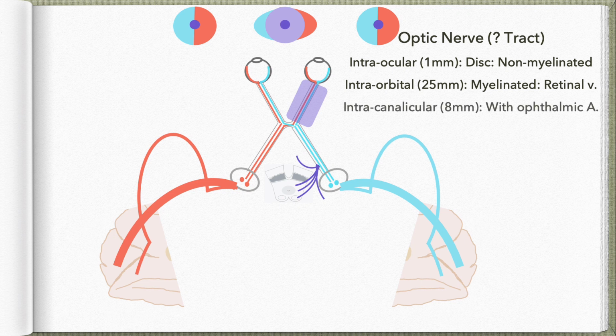The third part is the intracanalicular part, which is about 8 millimeters long. And this is the part of the optic nerve which will be passing through the optic canal. Here it will be accompanied by the ophthalmic artery. And the fourth and final part is the intracranial part, which is about 15 millimeters long. After the nerve enters the cranial cavity, having passed through the optic canal, till it reaches the optic chiasma, that portion is the intracranial part.